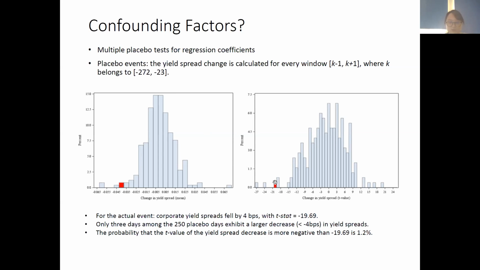And consistently, if we look at the t-stat, there are also only 3 days that have a larger, or more negative, t-stat than 19.69. That backs out a p-value of 1.2% for our actual issuance.